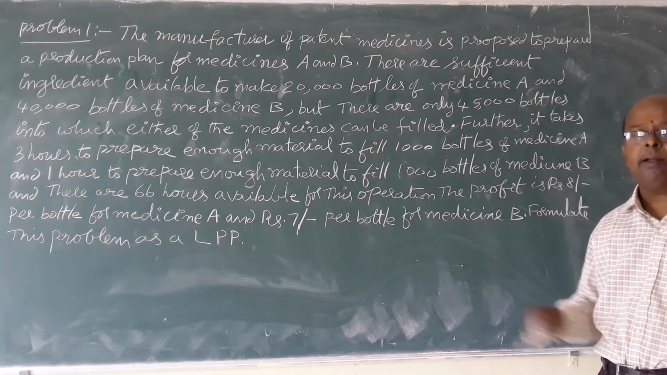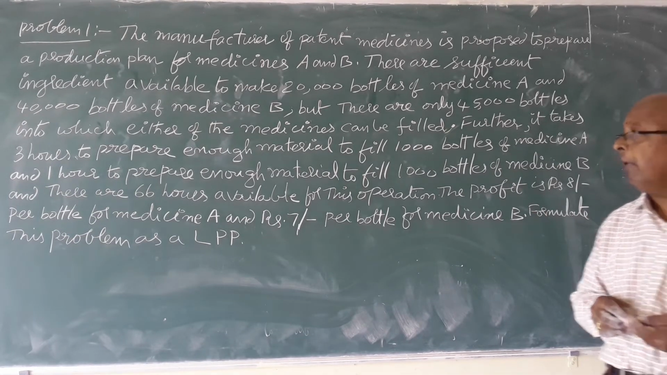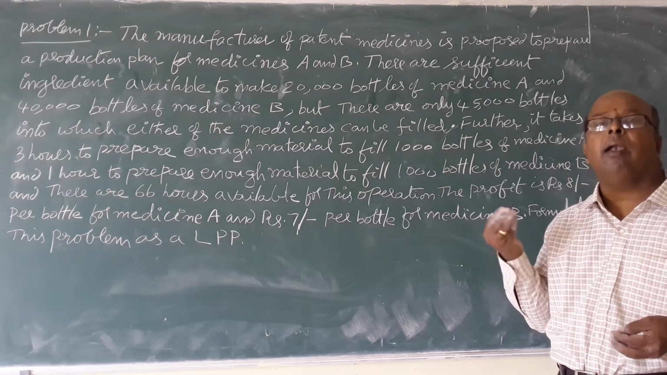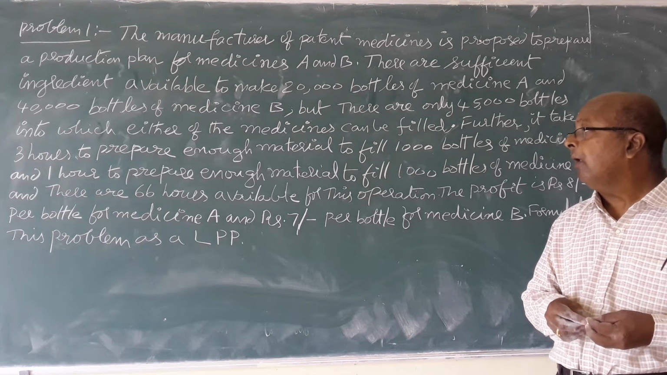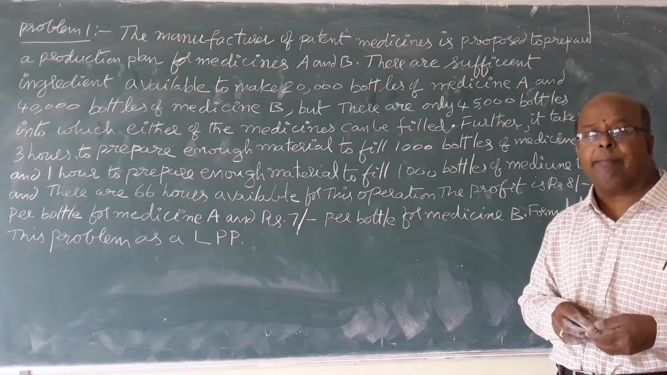This is the data. Now, how many medicines are there? Two types of medicines are there, A and B. So, let X1 be the number of bottles of medicine A.